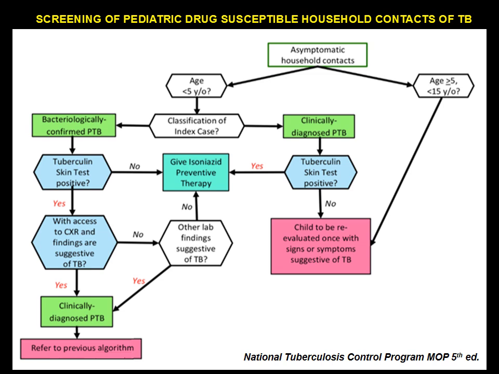On the other hand, for less than 5 years old contacts of bacteriologically confirmed cases, do a TST. If negative, give IPT. If TST is positive, request for chest X-ray and rule out TB disease.